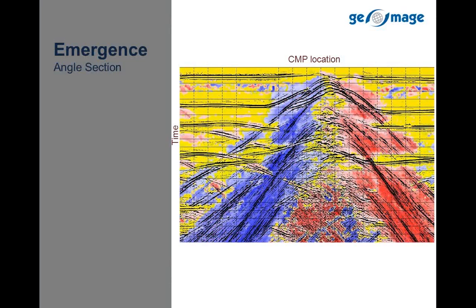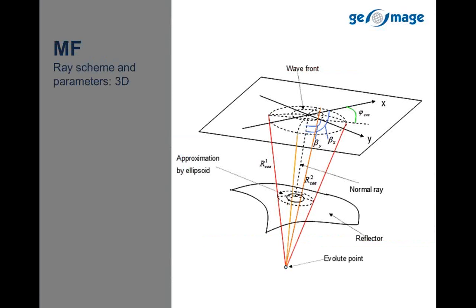Now I'll say a few words, because this is just a technology. How do we estimate these parameters? We do this estimation similar to the procedure we use for estimation of stacking velocity in the conventional processing. We analyze the data, so we scan for each particular time sample and for each arbitrary CMP location.